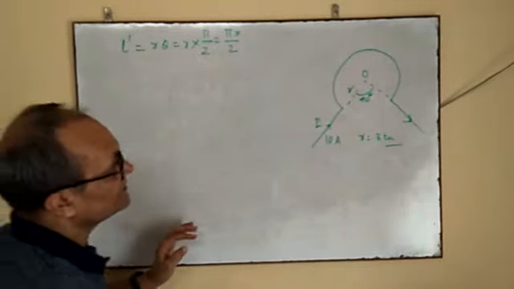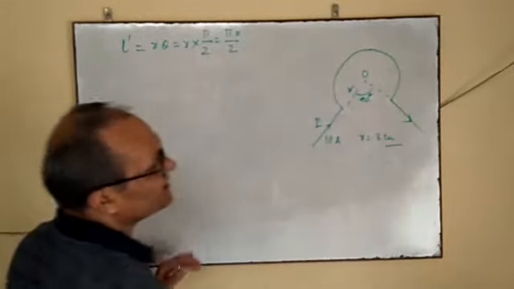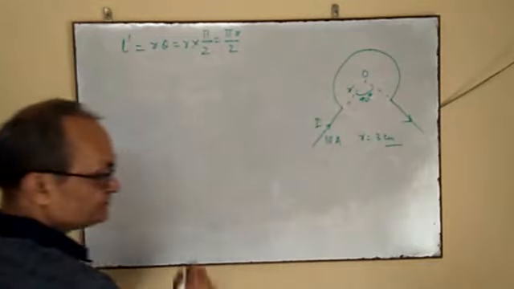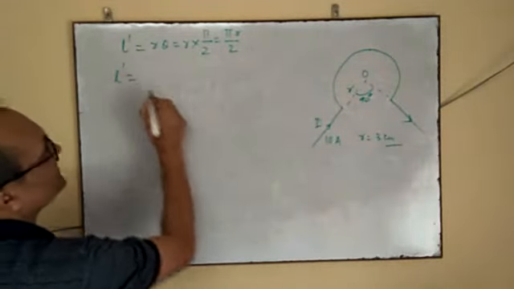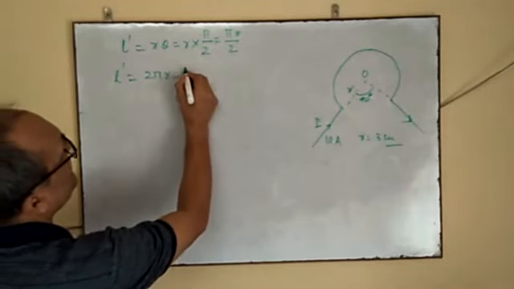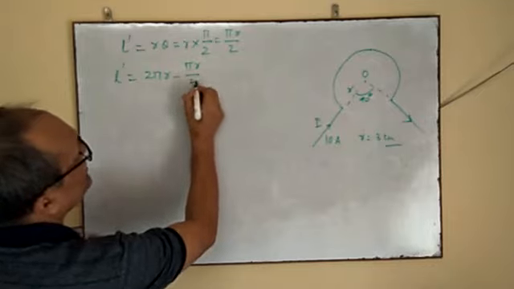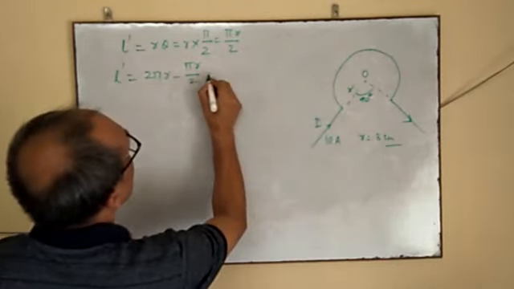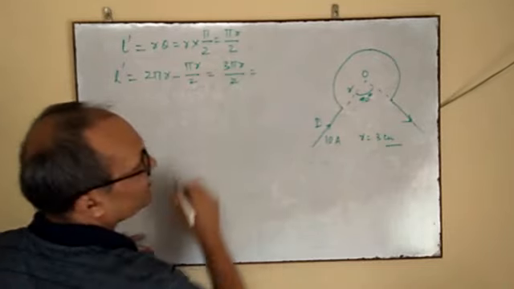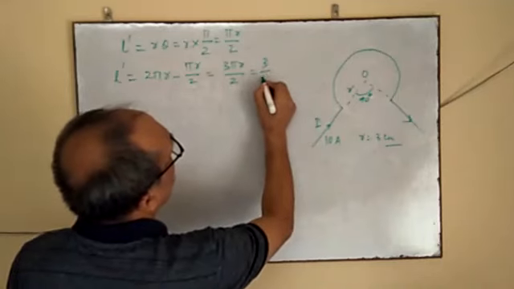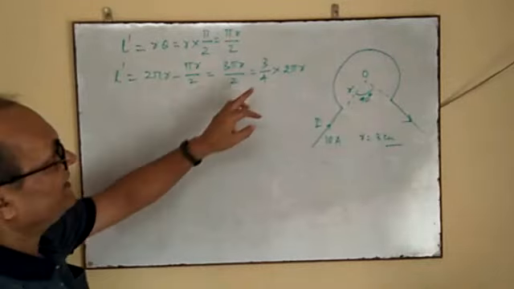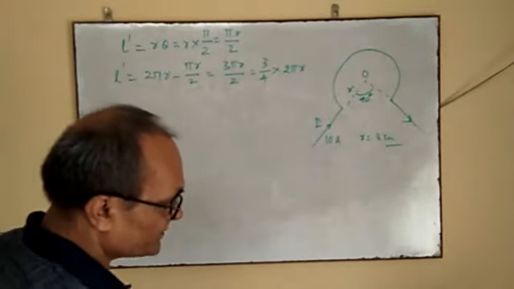Now think over this length. This length will be the total circumference minus this. So the length of this wire, this portion, will be 2 pi R minus pi R by 2. This is the length of this portion. This equals 3 pi R by 2, and this may be written here as 3 by 4 into 2 pi R, multiplying and dividing by 2 here.